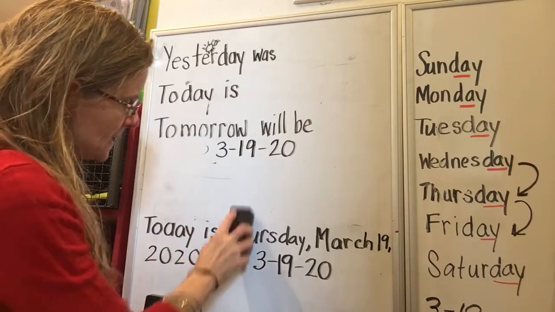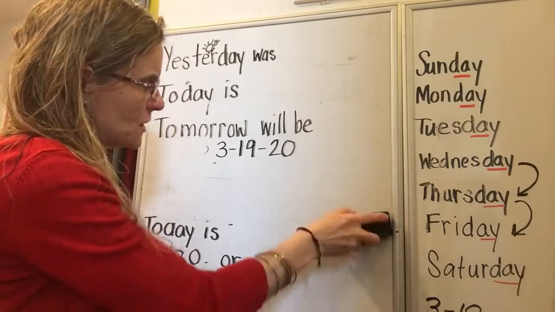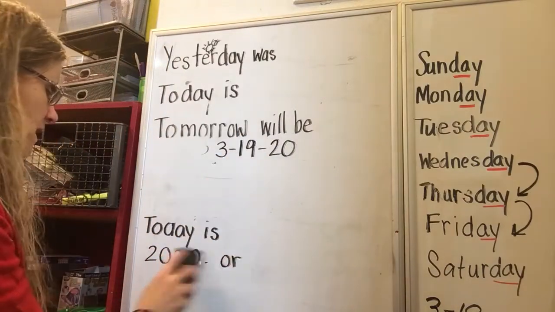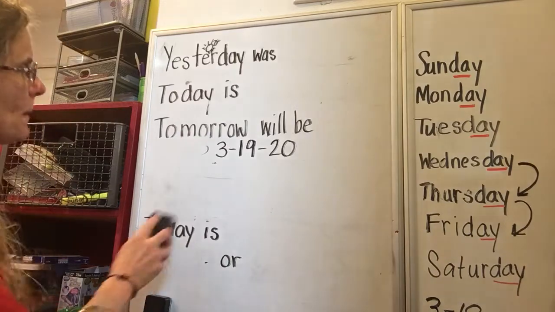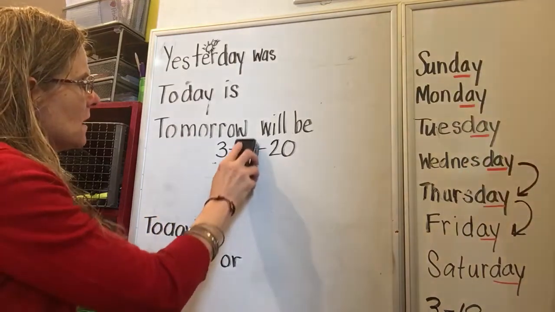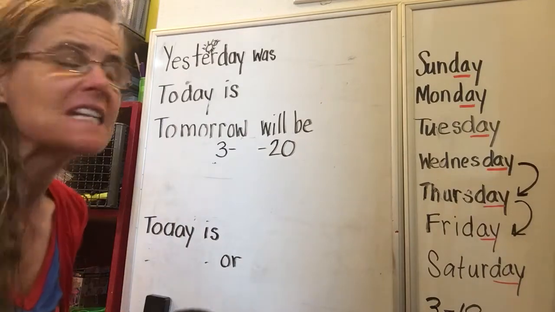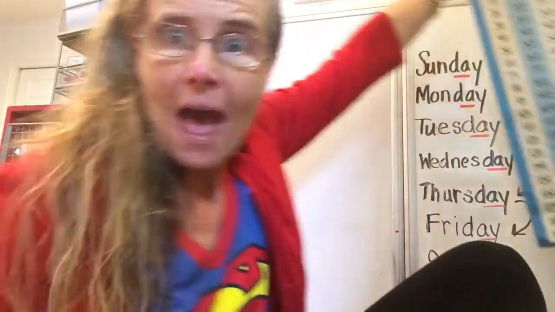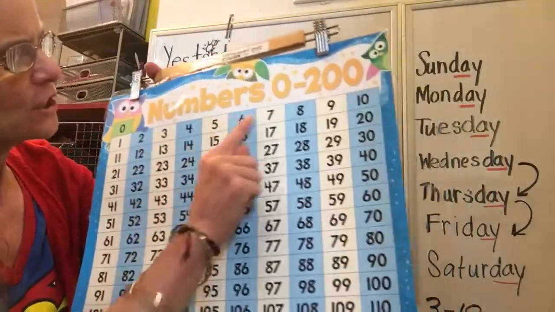And I'm going to erase my sentence down here because it's no longer that. Still March, but I'm going to erase that anyway. It's still 2/20/20, but I'm going to want to write that again. So bye-bye. All right, so yesterday was the 19th. So I'm going to grab my handy-dandy number chart, and I'm going to look for 19.